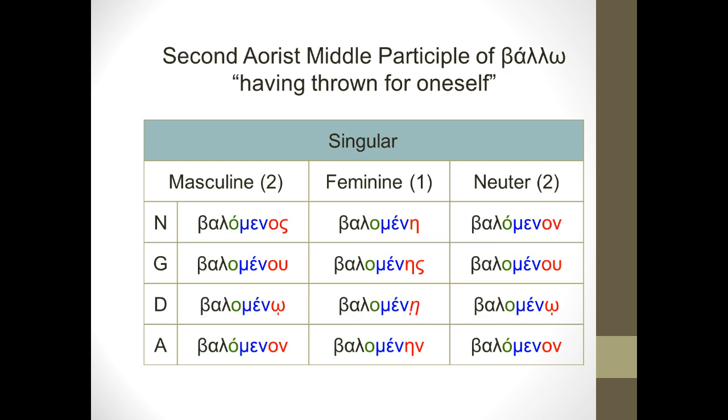Unfortunately, there is also the second aorist. But the good news is that just like in the second aorist active, you didn't have any new endings to learn. You took the same exact endings that you had in the present active participle. In the second aorist middle, you take the same exact endings that you had in the present middle passive participle. So again, using one of our 13 second aorist verbs, let's use bal as we always do.